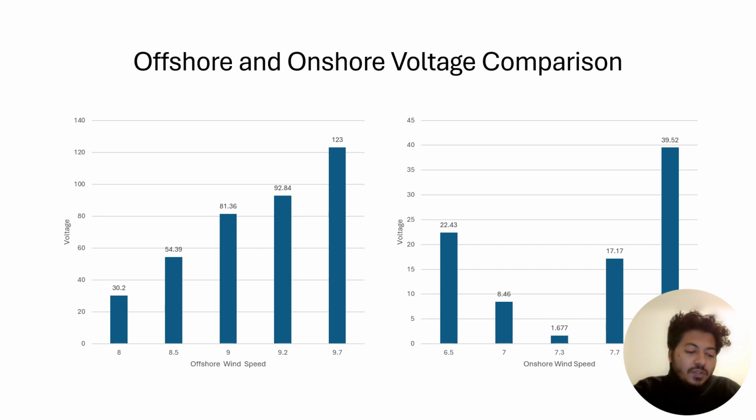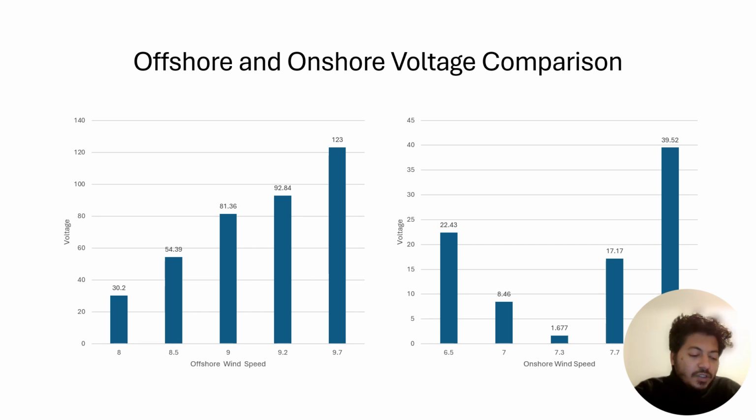Offshore and onshore voltage comparison. Let's analyze the voltage comparison chart. The offshore turbine operates at a higher voltage compared to onshore systems, a direct result of larger turbine sizes and stronger, more consistent wind speed.